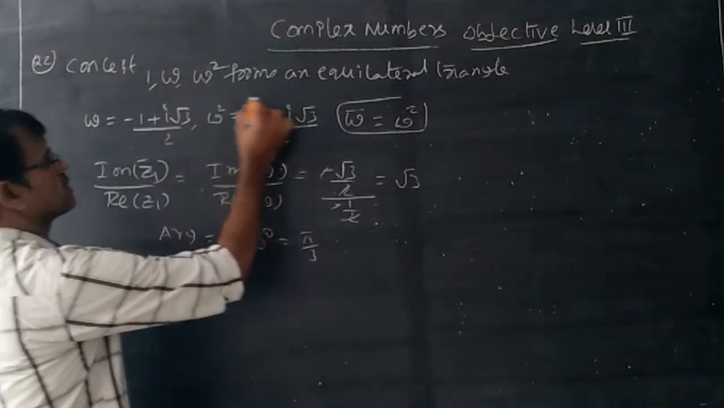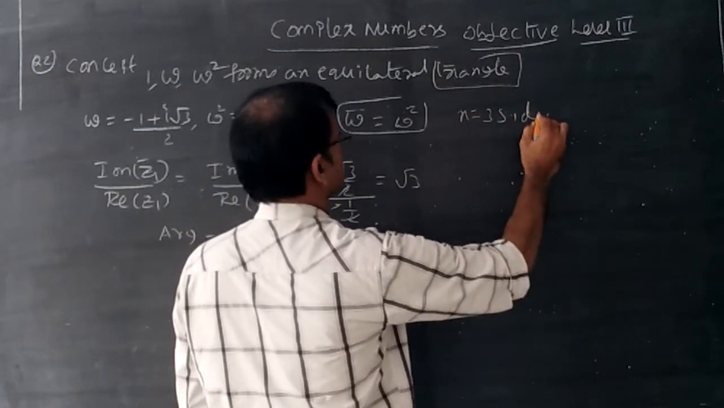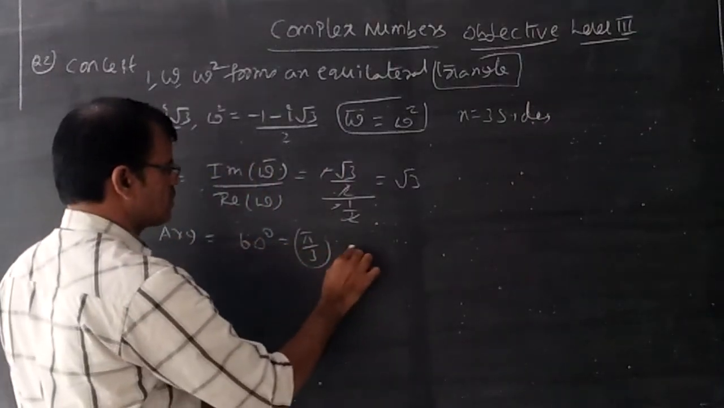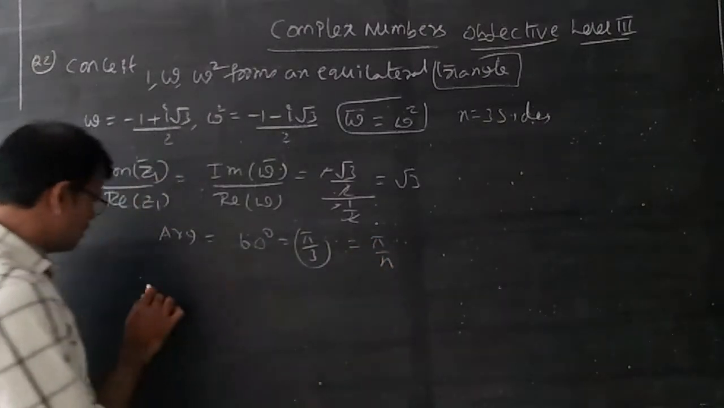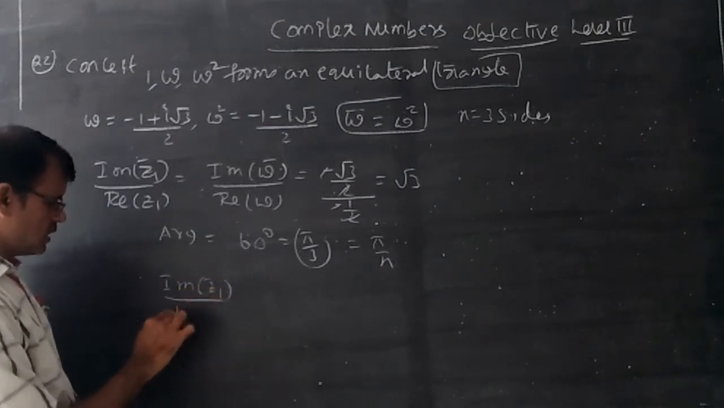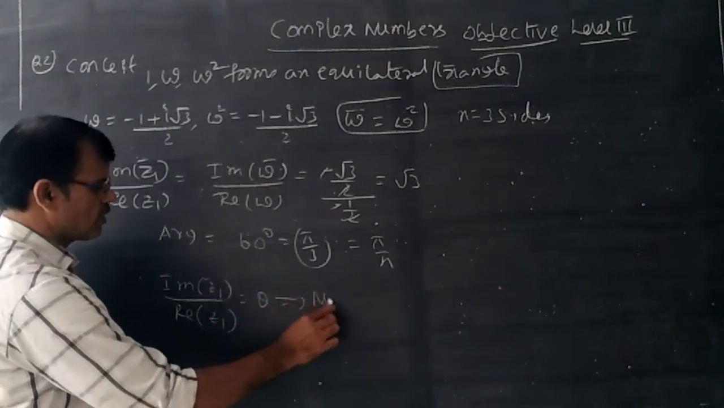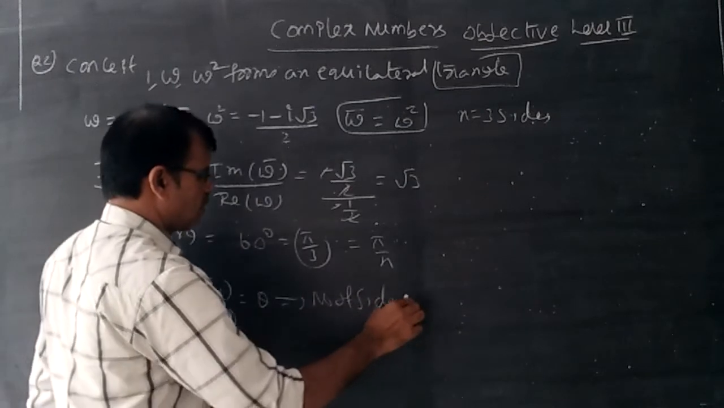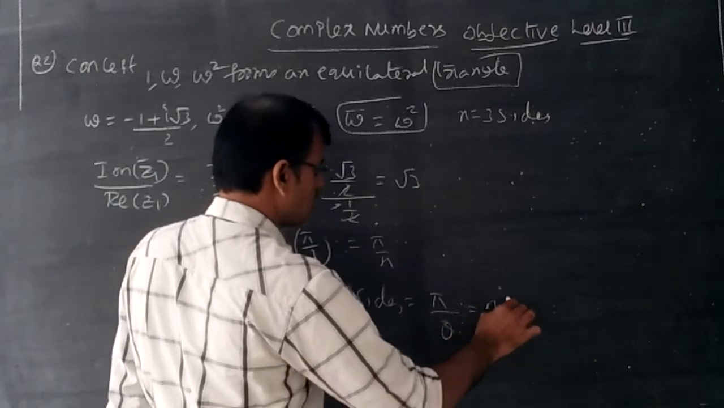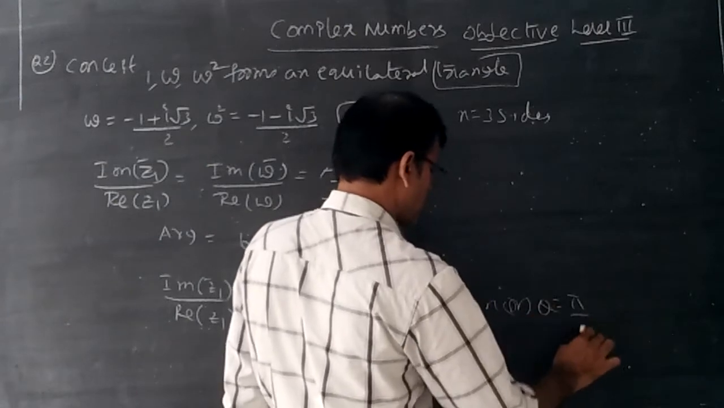What I said here, the concept is an equilateral triangle. Triangle means n is equal to 3 sides. Therefore, you can substitute n as 3, so pi by 3 can be replaced as pi by n. That implies imaginary Z1 bar by real Z1 is equal to theta. Then the number of sides n is equal to pi by theta, or theta is equal to pi by n. This is the concept.